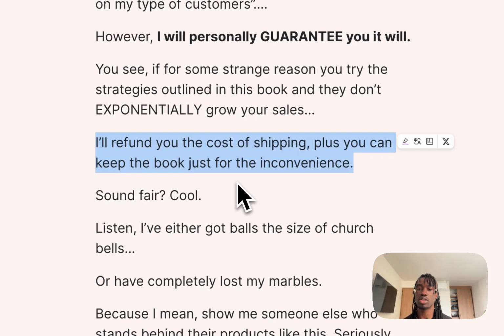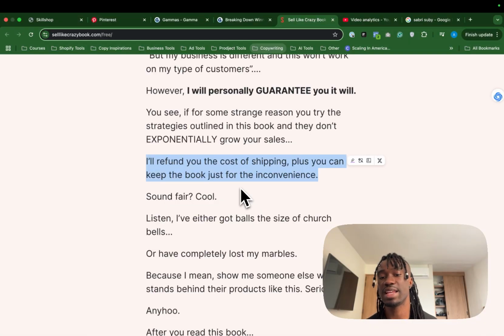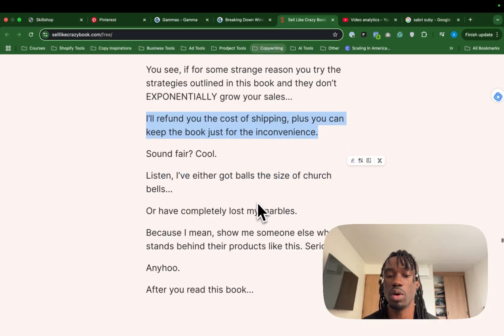This is why guarantees work so well, because there's always a risk people feel when they are about to buy something, that if this doesn't work out, I'm going to lose out. But by him taking that risk and saying he's going to even cover the cost of shipping, plus they can keep the book for the inconvenience, he's taking all that risk. So the risk is not on you if it doesn't work. So it lowers the customer's risk threshold, right? Which makes it easier for them to actually take an action and go in the direction that you want, right?